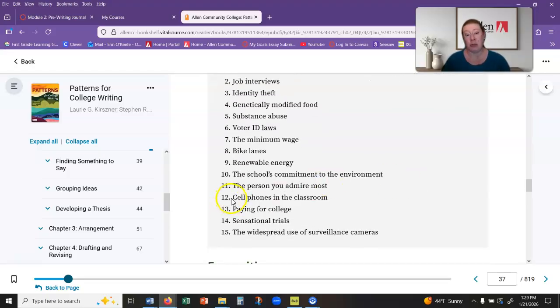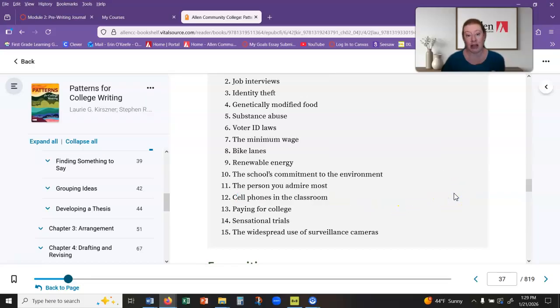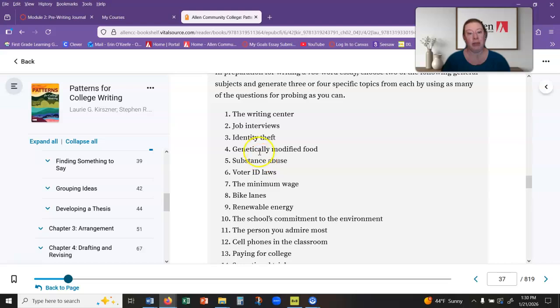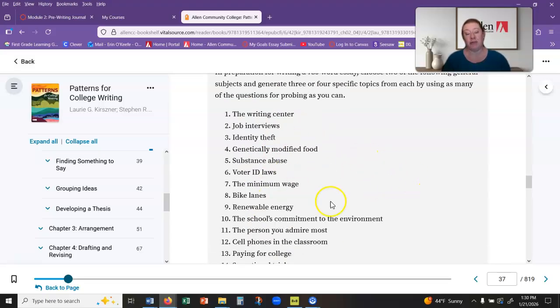A lot of students have been picking cell phones in the classroom. Those students who are already high school students, from my experience with the high schools I'm working with, almost all of them have really strict cell phone policies now. So that could be something that you might want to write about. Or maybe job interviews, if you're trying to get a job or whatever. It doesn't matter. You pick about 3 topics off of this list.